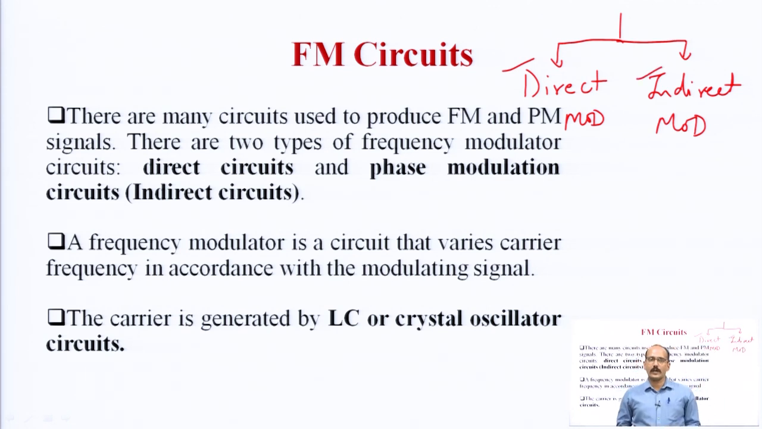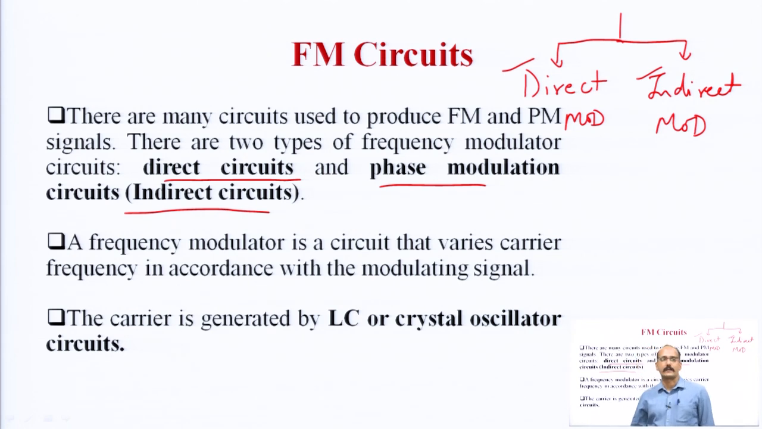It means in direct modulation, the message signal is coming into a block, and that block is producing the FM signal directly. But in the indirect method, the message signal is coming from one side and you are getting the carrier signal from the other. Both signals are applied to a phase modulator block, and in the phase modulator circuit you use an integrator circuit, which provides the integral of the message signal, and that is why you get an FM signal at the output. So, for FM there are two types of circuit: direct circuit, or phase modulated circuit, meaning indirect circuit.